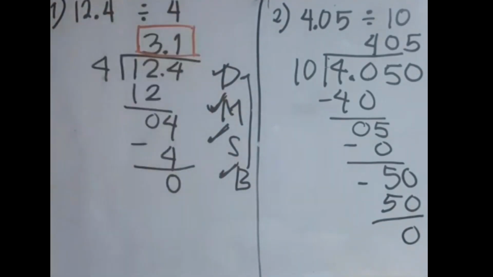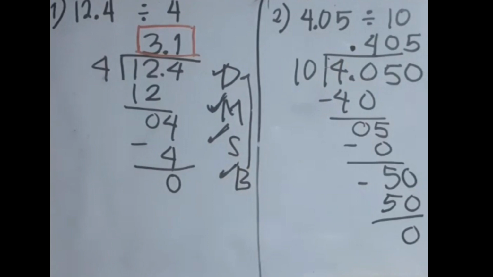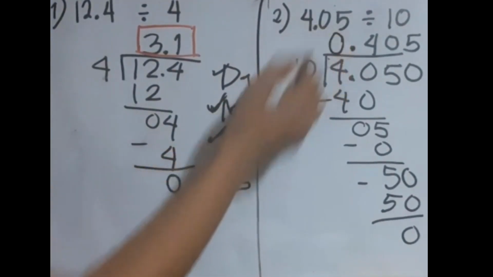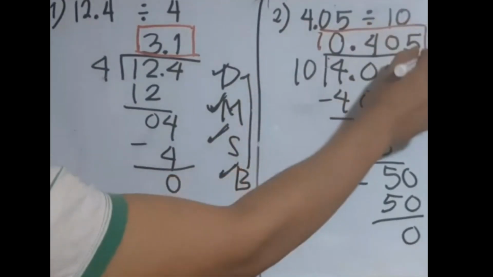Now, once you're through dividing the numbers, you can now put the decimal point. All you have to do is to copy the decimal point directly above. Kopyahin nyo lang sa dulo, sa taas ng decimal point, sa tapat niya. And then, add 0 nyo sa unahan. So, our answer is 405 thousandths. That will be now our final answer.